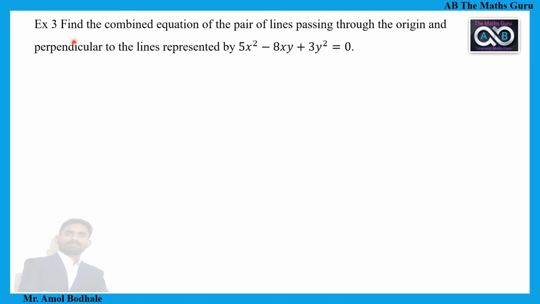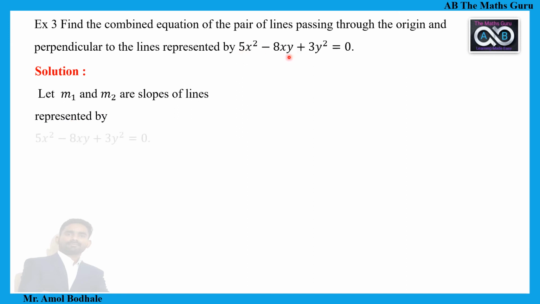Let's see the next example. Find the combined equation of pair of lines passing through origin and perpendicular to the lines represented by 5x square minus 8xy plus 3y square equal to 0. So here we have to find two lines which are passing through origin and perpendicular to the lines represented by this. Okay. So let m1 and m2 be the slopes of the lines represented by the given equation.